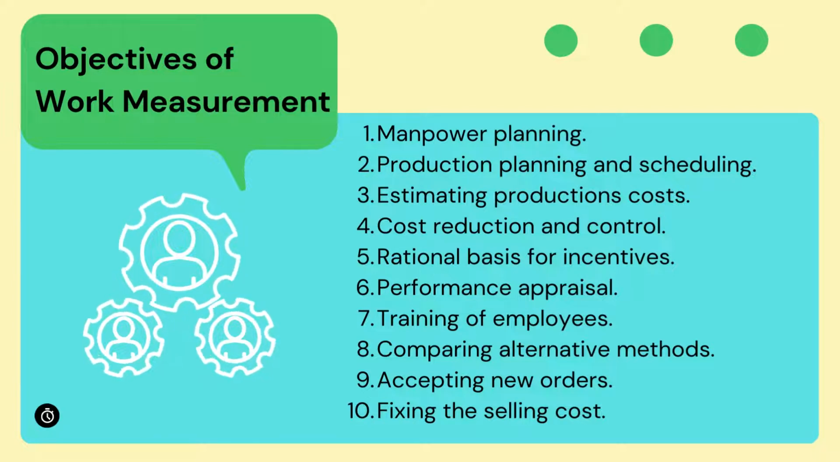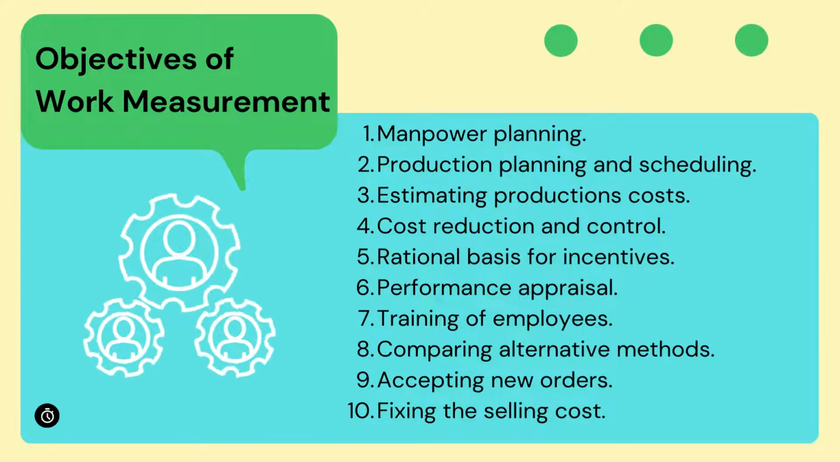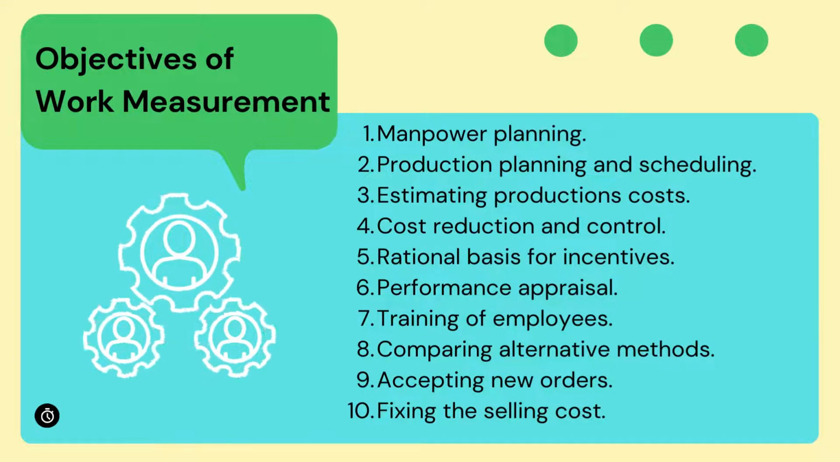Second is production planning and scheduling. Work measurement data is used for production planning and scheduling. This is because this data is used for making production standards. This data is also used for scheduling. Scheduling means to fix starting and finishing time for each job. This cannot be done without work measurement data.